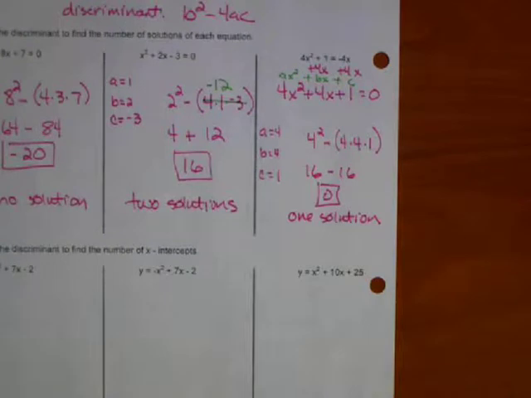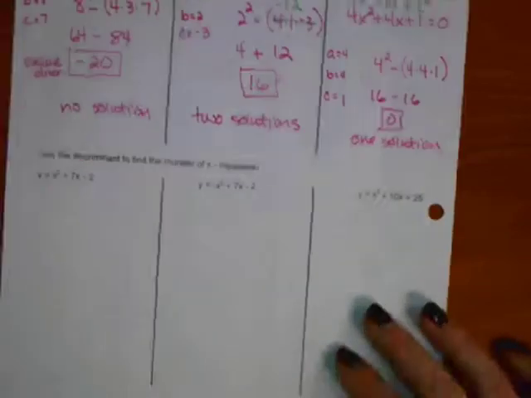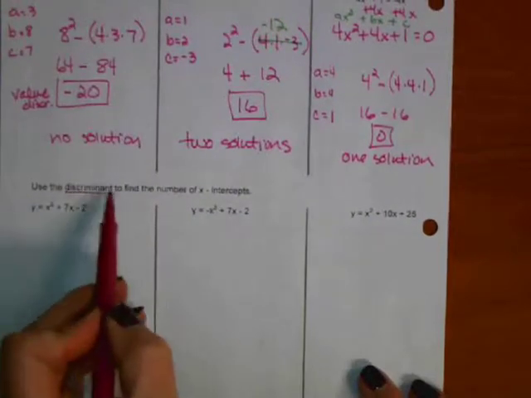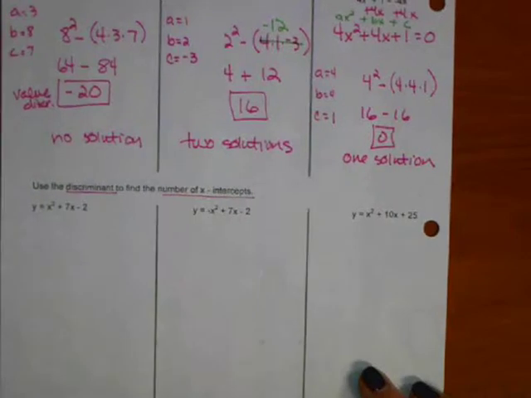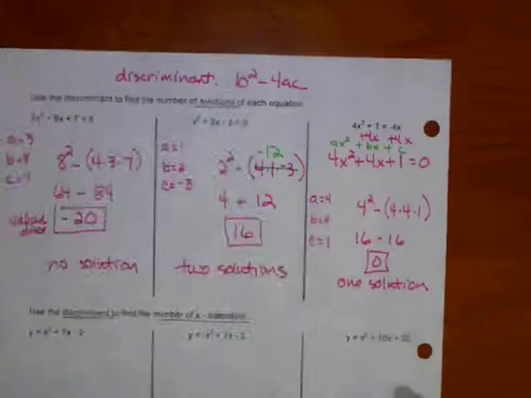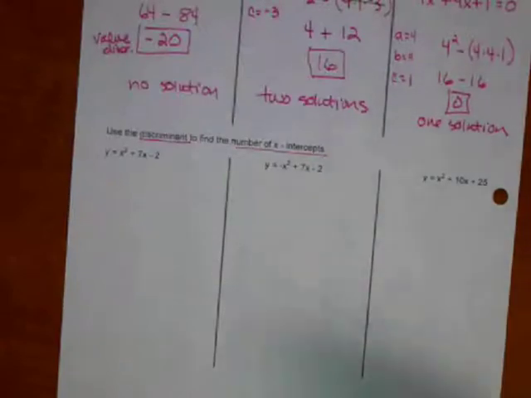How many times does this graph hit the x-axis? 1 time. The discriminant has a value of 0. That tells me there's only one solution. Okay, all right, a few more. Look what it's asking now. Use the discriminant to find the number of x-intercepts. Is that anything different? No, it's the same as finding the number of solutions.